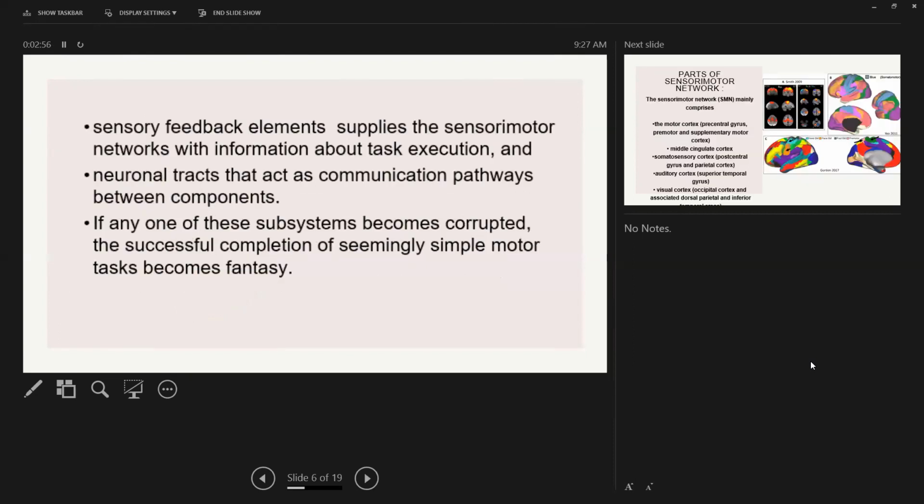Sensory feedback element supplies a sensorimotor network with information about task execution, and neuronal tracts that act as communication pathways between components. If any of these subsystems become corrupted, the successful completion of seemingly simple motor tasks becomes a fantasy.